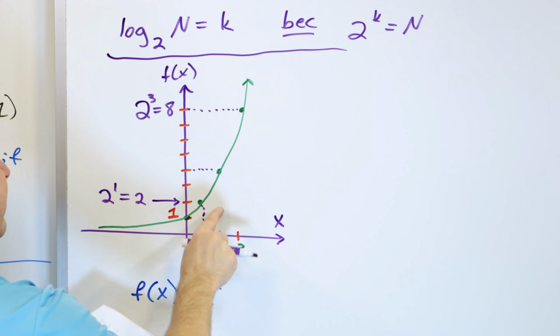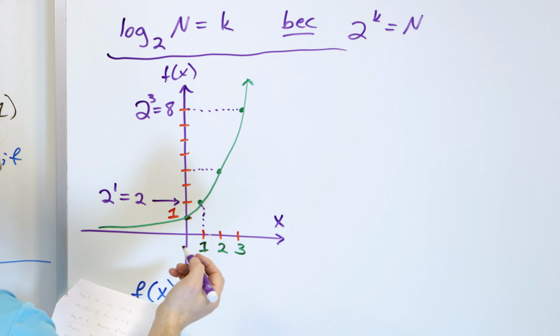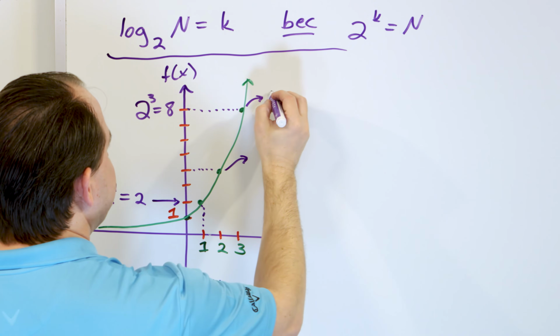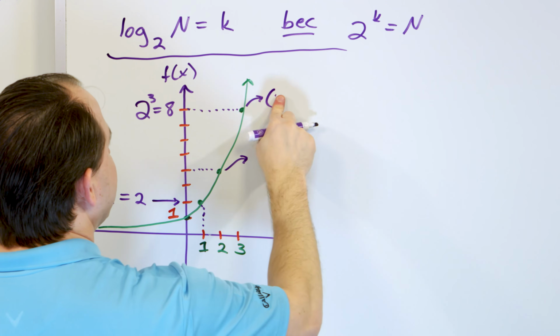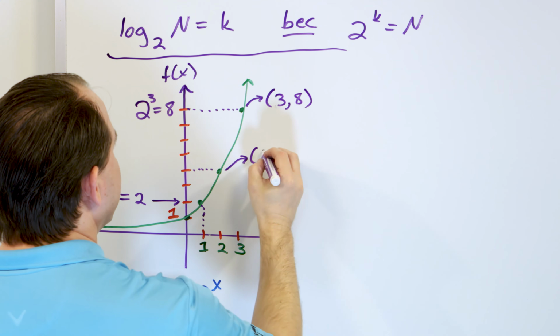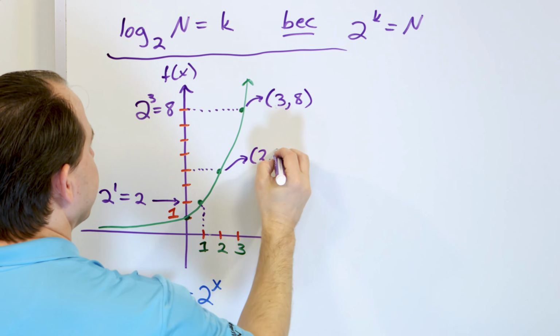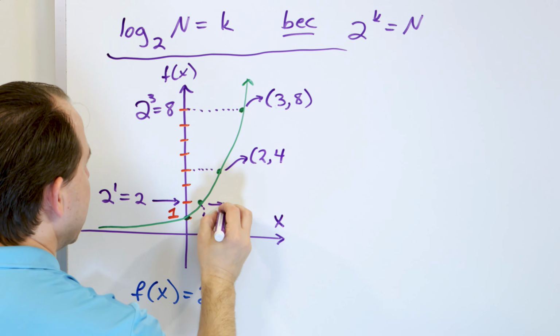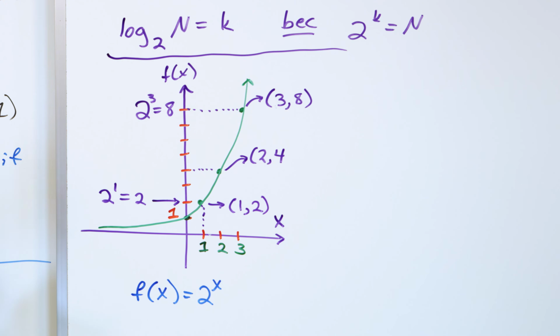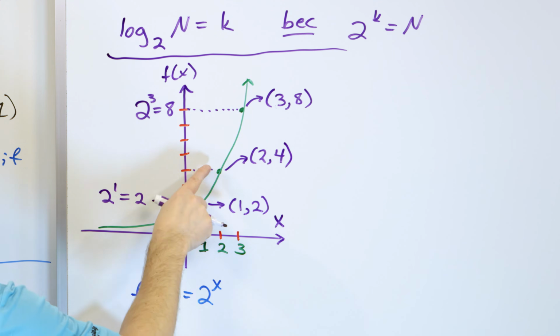Now we know that this is 2 to the power of 2, right? So I can draw this one over here. This is going to be 3 comma 8. This is 3 comma 8. And this one is 2 comma 4. And this one right here is 1 comma 2. And this is just the intercept right there, okay? So this one right here is 2 to the power of 2 is 4.